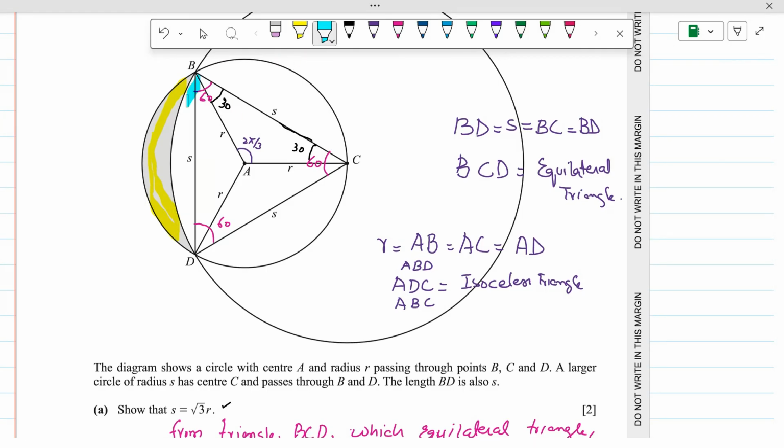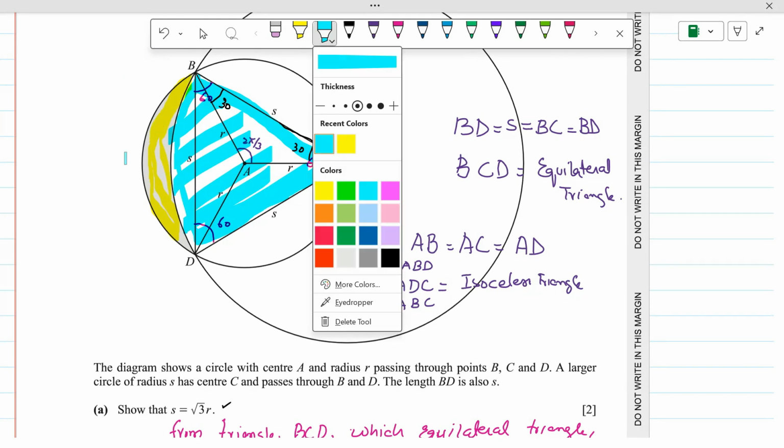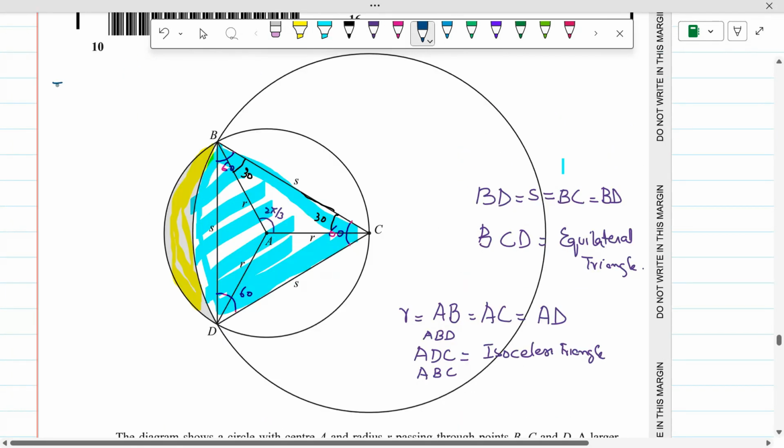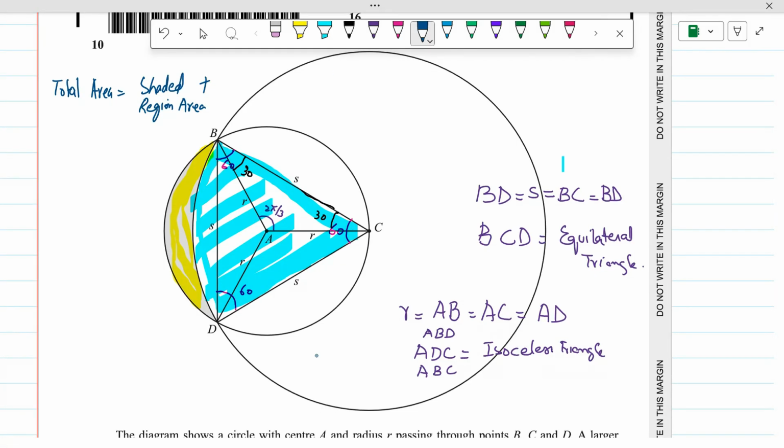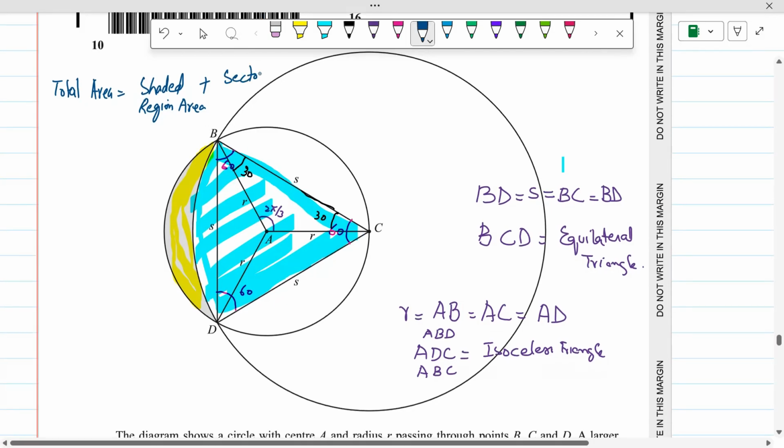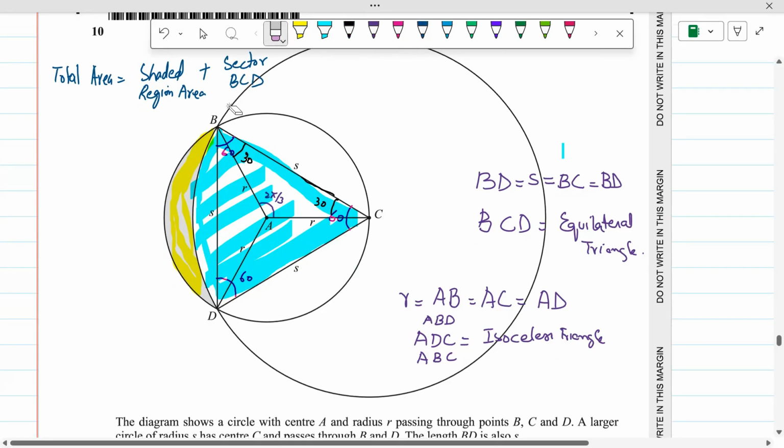And plus, this is the sector of the large circle where the angle is 60 degrees. So we can say the total area is equal to the shaded region area plus the sector of the large circle BCD. Sector BCD. Now I need to erase it.